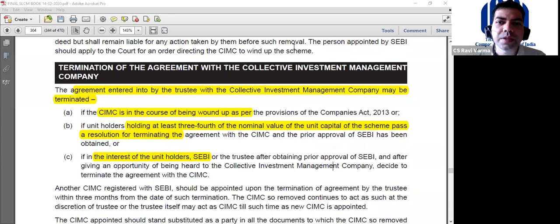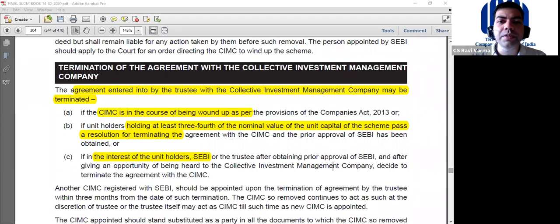Okay, thank you. So this is what I was saying, the termination of agreement with the CIMC, collective investment management company. You need to ensure that this is what the collective investment management company's role is. The role comes to an end when there is a termination.